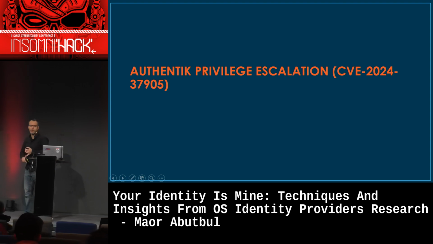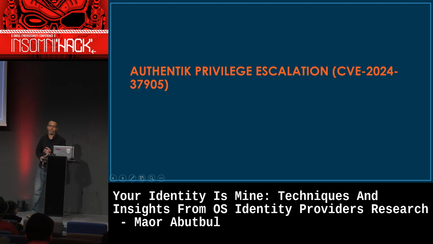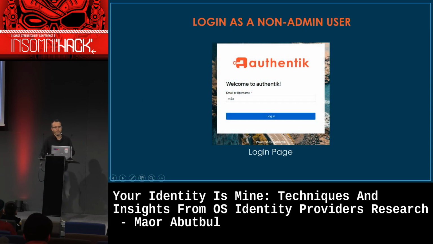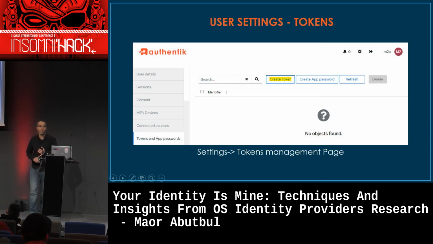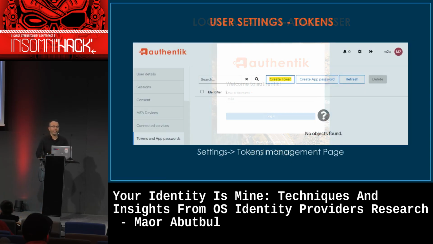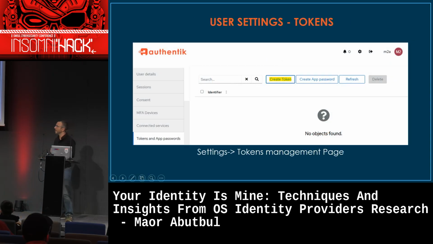And now, as promised, Authentik privilege escalation. Here, our journey started as a non-admin user. Logging in as a non-admin user, we encountered this functionality: a user can create API tokens for himself to use to access the API.